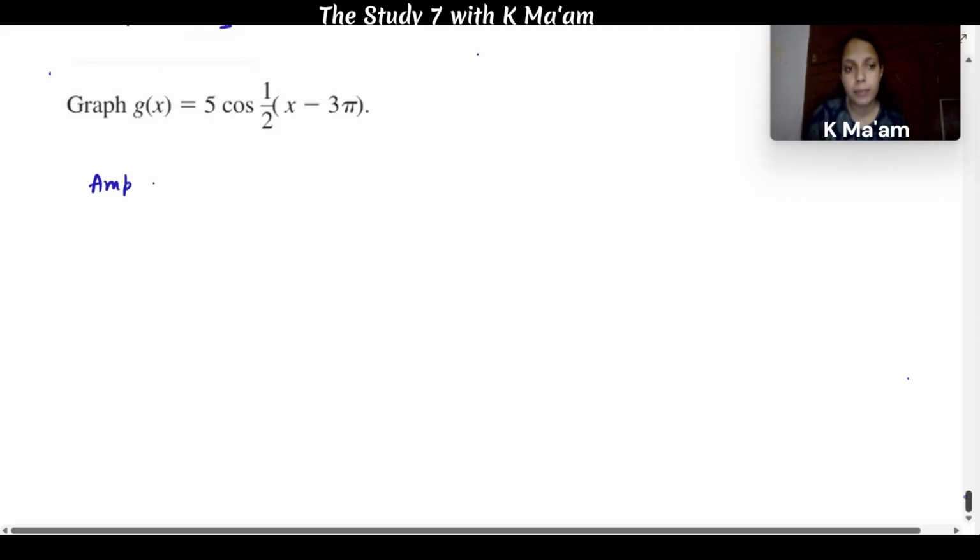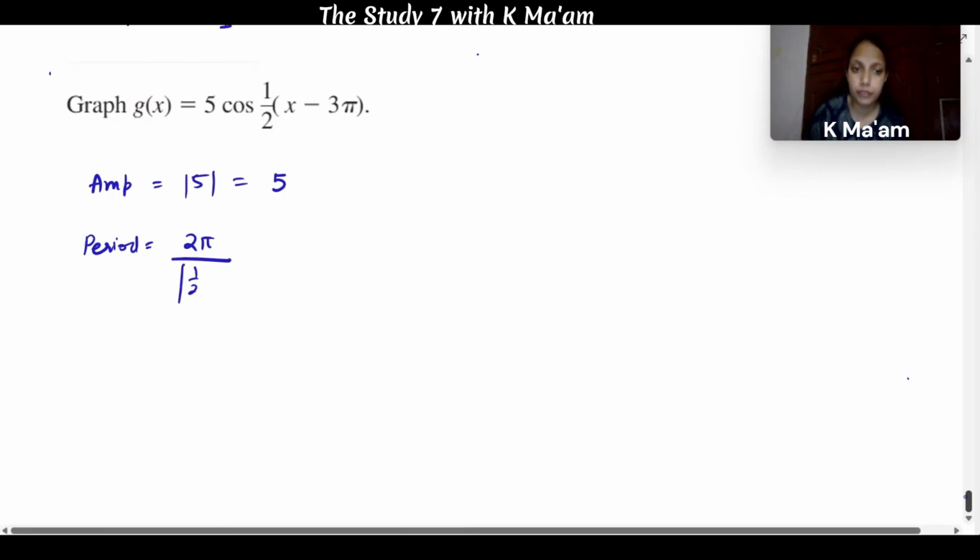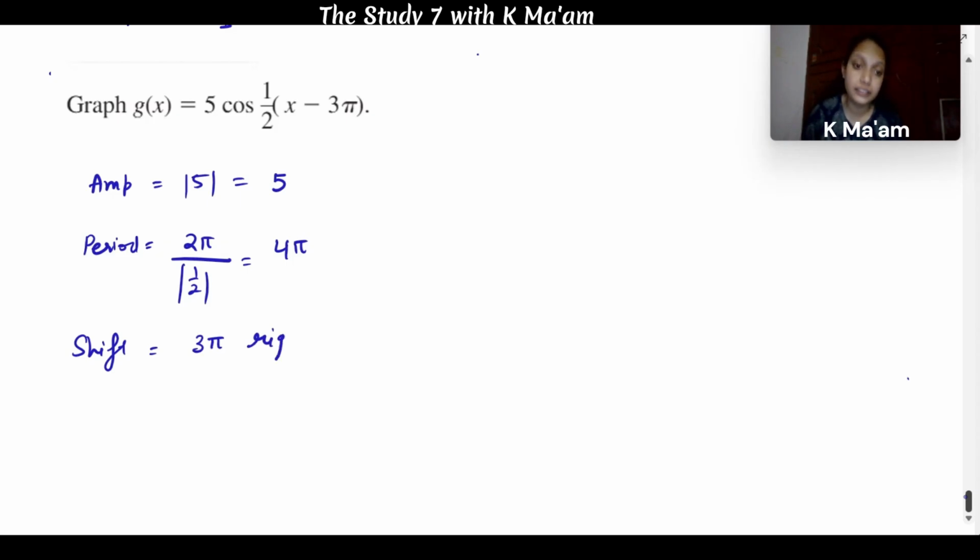Amplitude: absolute value of 5, which is 5. Period: the period of the function is 2 pi over absolute value of half, so it's 4 pi. Shift: it's a 3 pi shift to the right side. 3 pi right side.